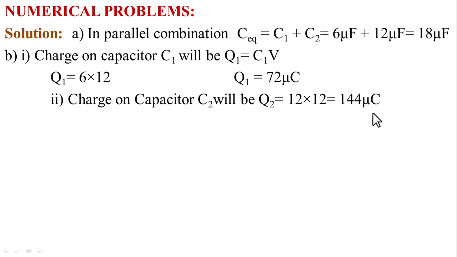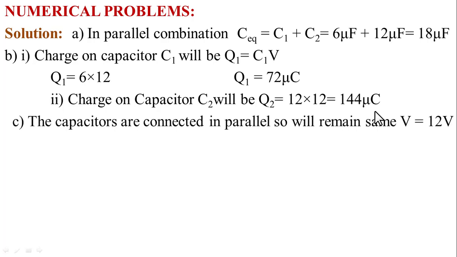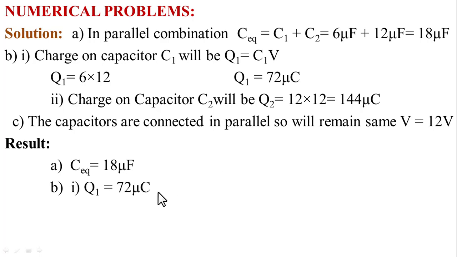Now for the voltage, the capacitors are connected in parallel, so the voltage will remain the same on both capacitors. So V is equal to 12 volt. Now the result of question number 10: in A part, C equivalent is equal to 18 microfarad, and in B part Q1 is equal to 72 microcoulomb and Q2 is equal to 144 microcoulomb. And in C part, voltage will be the same, V is equal to 12 volt.